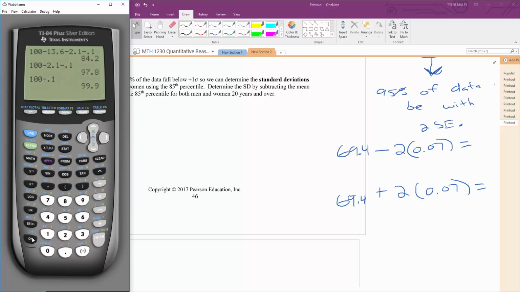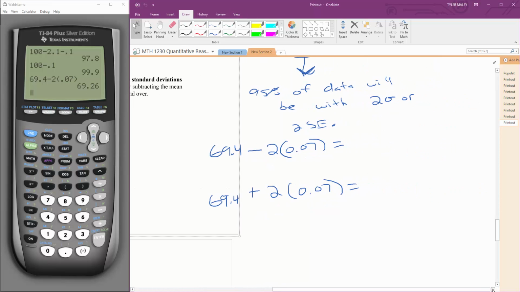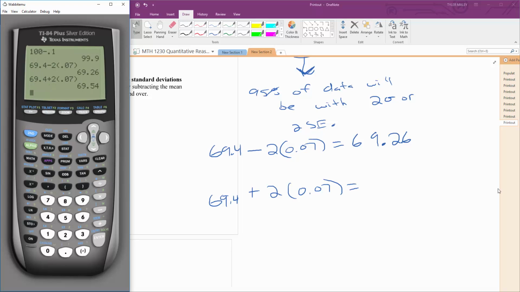So if we take 69.4 minus 2 times 0.07, that gives me 69.26. Right? So now we just need to do the same thing but plus. And we get 69.54.